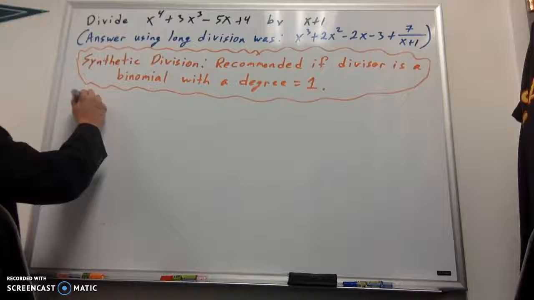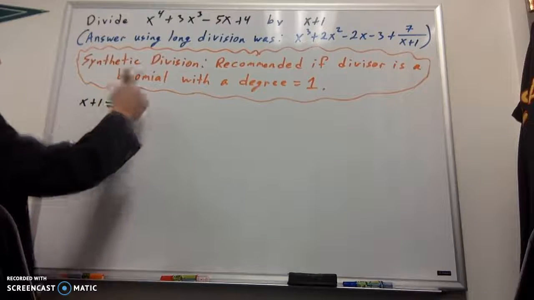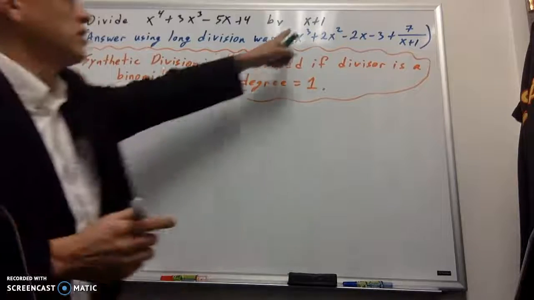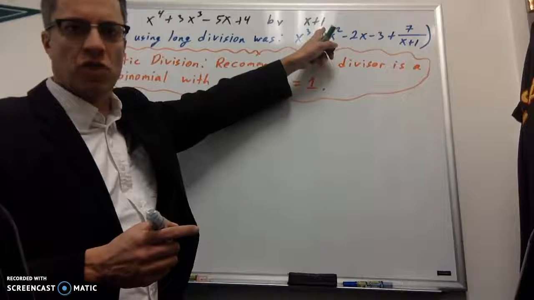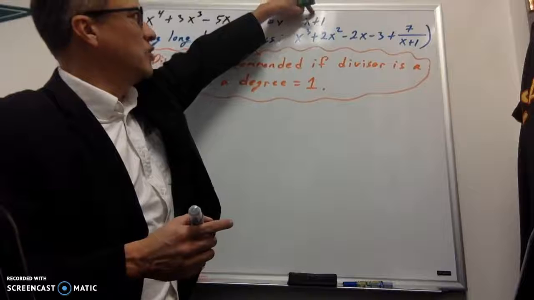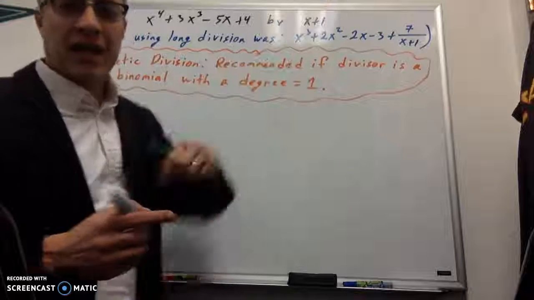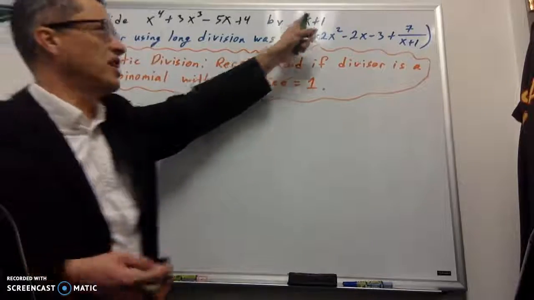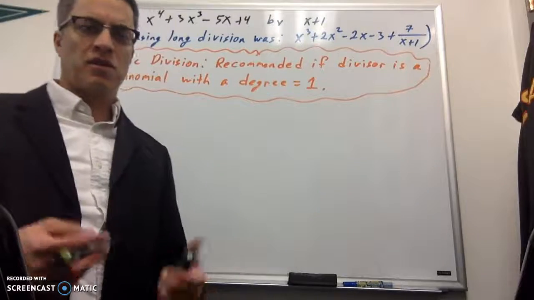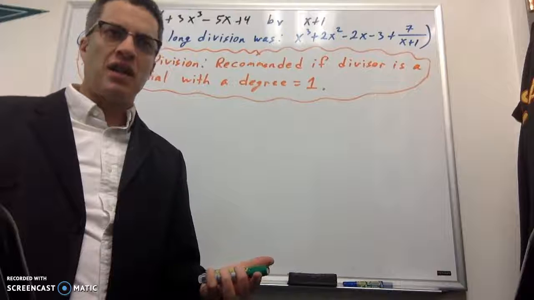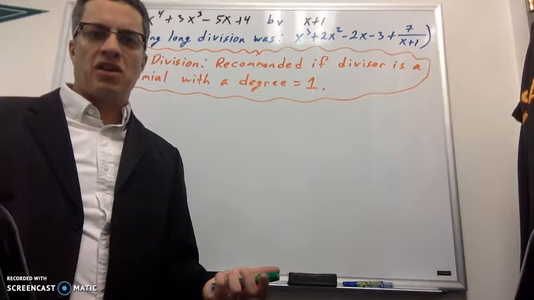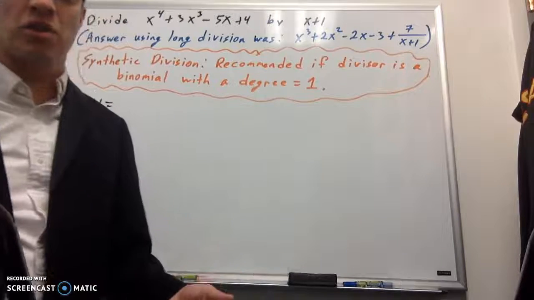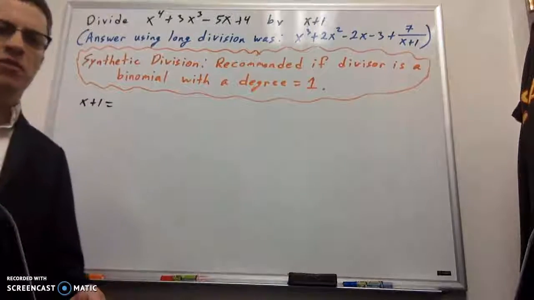First of all, I'm going to take my divisor of x plus 1. Oh, by the way, I recommend synthetic division if the divisor is a binomial, right, with two terms, and the degree is a 1. So the power here is a 1. It's possible to do synthetic division if you have a trinomial, if your degree is not a 1. To be honest, I can't remember how to do it, because I never use it, because it's kind of complicated. I don't think it's worth doing. It's going to be more confusing than helpful.